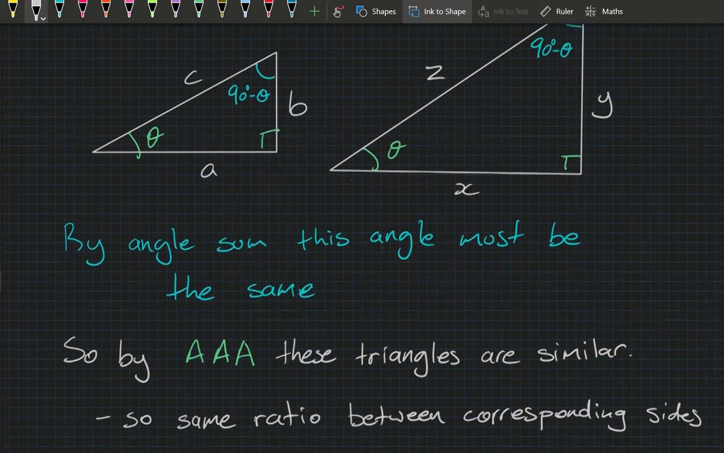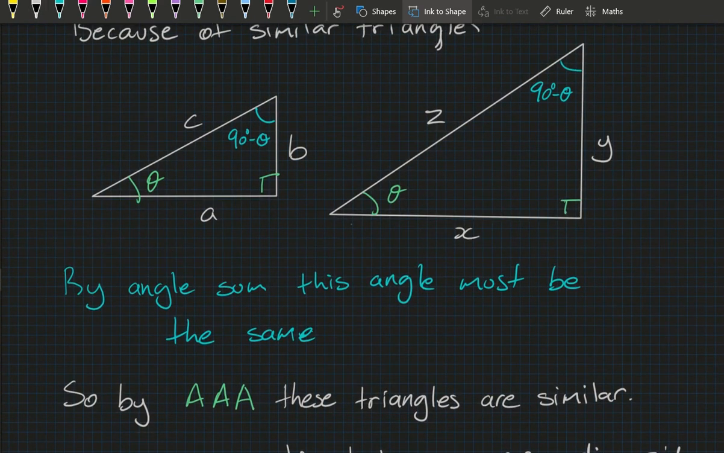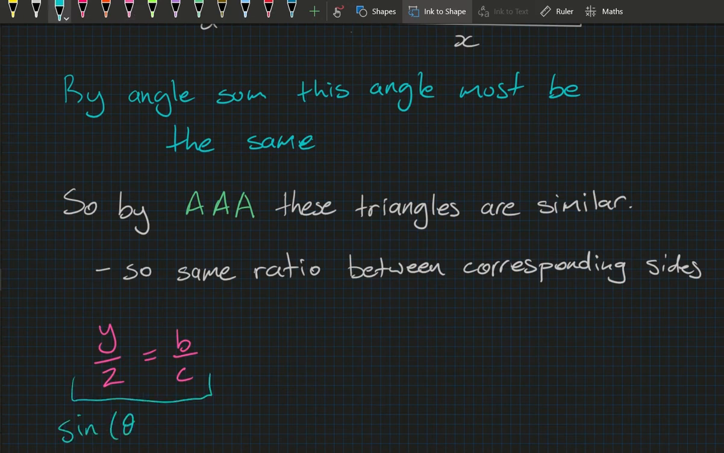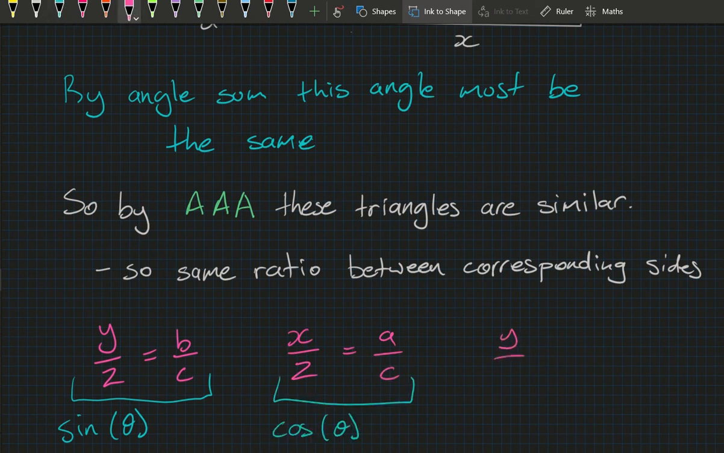So looking back at this triangle, we can see that Y and B are the opposites, and Z and C are the hypotenuse, and X and A are the adjacent sides. Because of similarity, Y over Z has to equal B over C, and of course that's also the sine of theta. And X over Z will equal A over C, which is the cosine of theta, and Y over X will equal B over A, which is tan of theta.